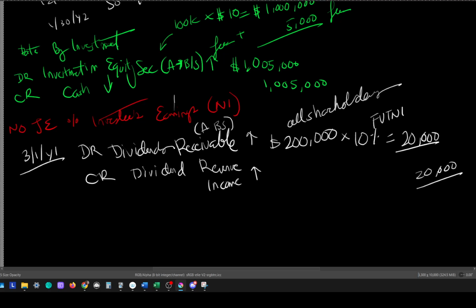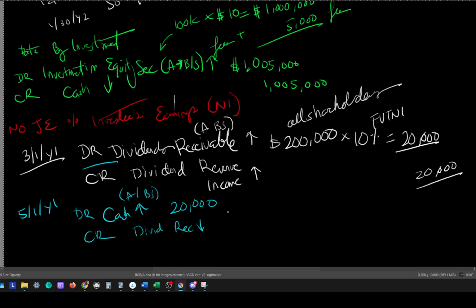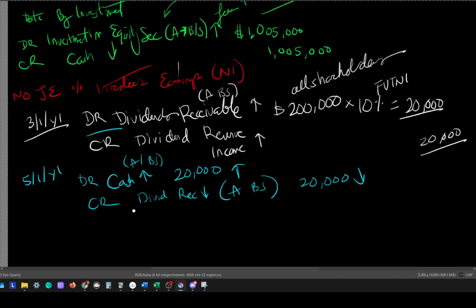And then now we actually get the dividends later on. Hooray. It's May 1st and it's dividend day. So we're going to have to reduce this account right here. First off, show me the money. We've got the cash for $20,000. This is an asset account on the balance sheet. And then dividends receivable goes down. It's also an asset on the balance sheet for that same amount. All right.